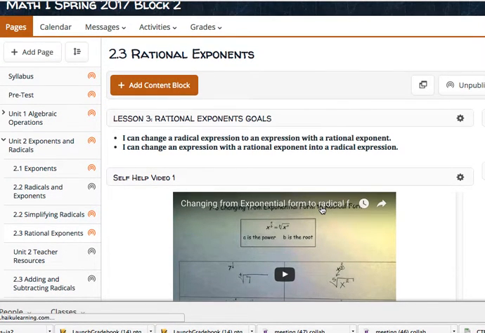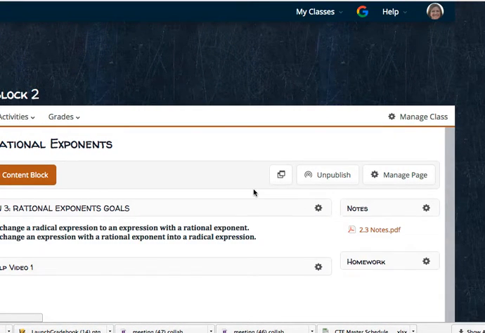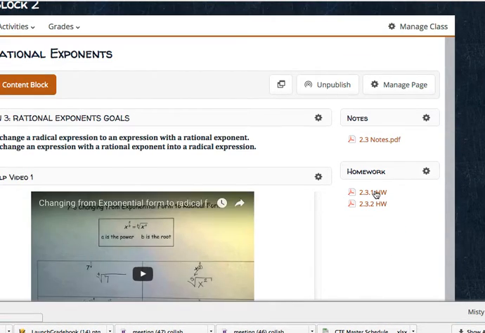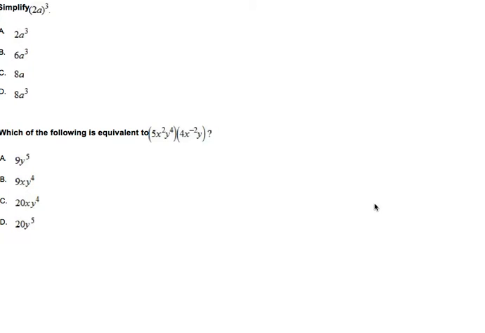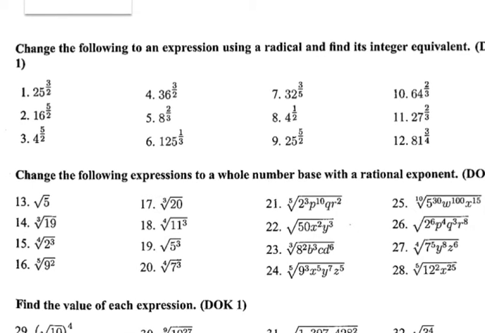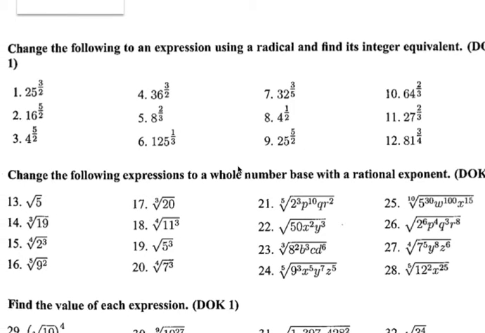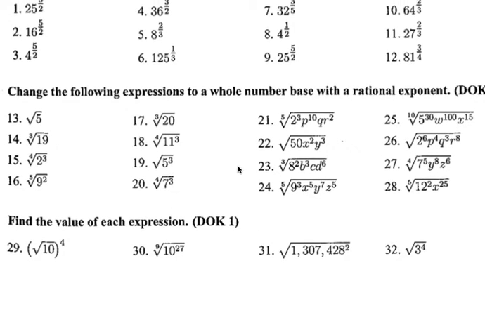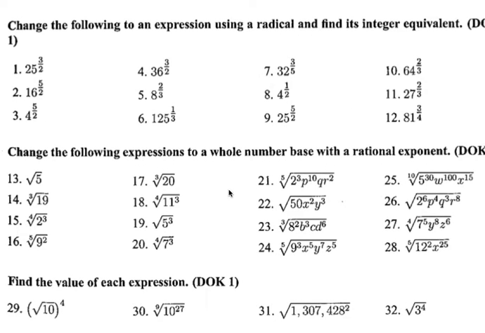Your homework is going to be right here on 2.3. Go there with me. Over here for homework, there's 2 assignments. You're going to do the first one, 2.3.1, that looks like this right here. You're going to do all of these problems. Now, you should be able to work backwards on these.